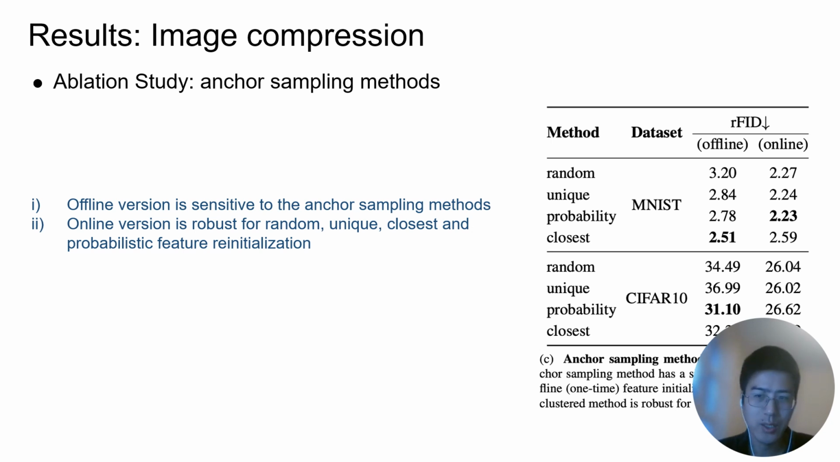For the reinitialization features, we try many different sampling approaches. The offline version is sensitive to the code sampling methods. However, our online version is robust for random, unique, cluster, and probabilistic feature reinitialization. Therefore, we believe the running average update is the main contribution of the proposed method.